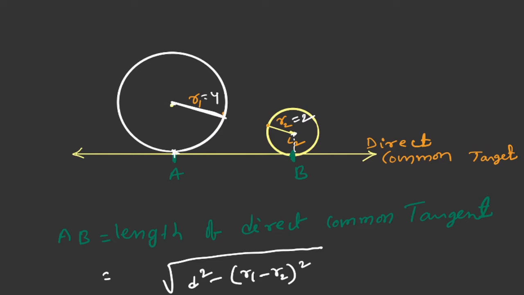So, the question is: there are three circles, one big circle of radius 4, another circle of radius 2, and a small circle, and all three circles are touching one common line. Means the common line is the tangent.